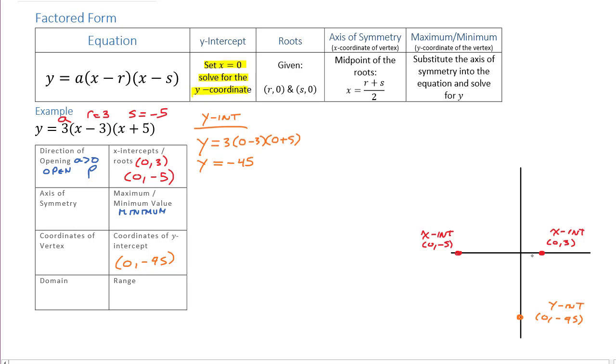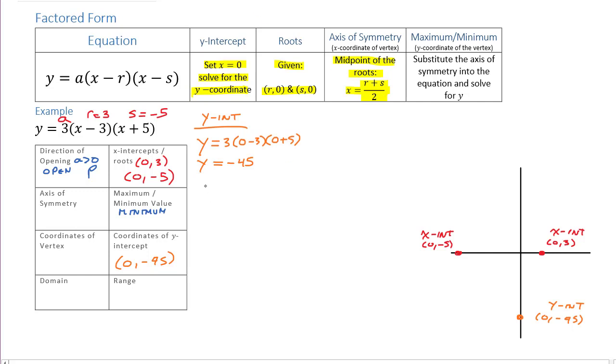Okay, next, let's find our axis of symmetry. We already got the roots. They're given to us, so that's done. Let's find our axis of symmetry. The fastest way to find it in factored form, instead of simplifying this into standard form and finding everything that way if you prefer, is you just find the midpoint of your roots, right? So add the two roots together and divide by 2.